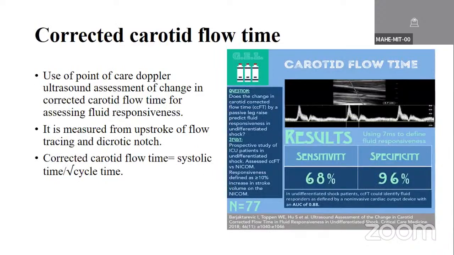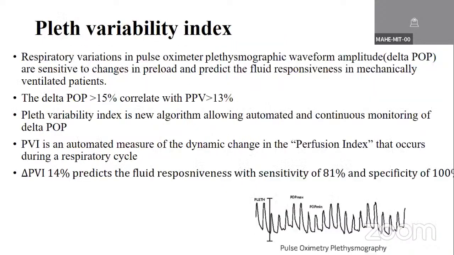This uses point of care Doppler ultrasound assessment for the changes in the corrected carotid flow time for fluid responsiveness. Here we measure the carotid flow velocity. This upstroke measures the velocity and this one measures the carotid flow time. This helps to tell whether the patient has fluid responsiveness or not. It has a sensitivity of 70% and specificity of 96%.